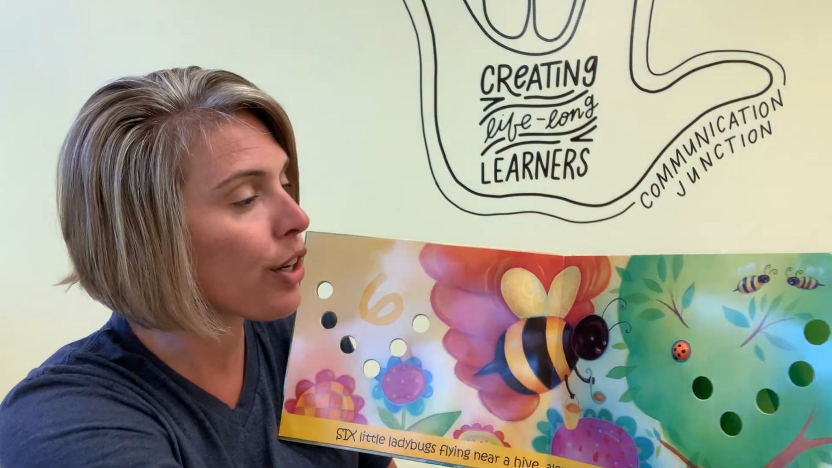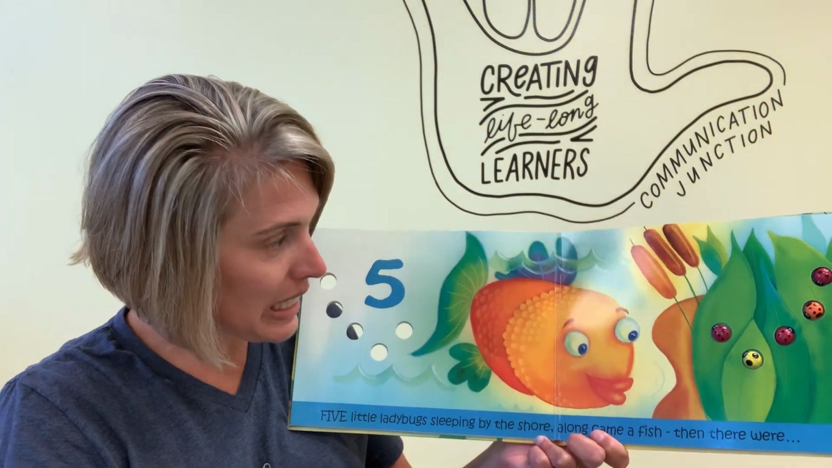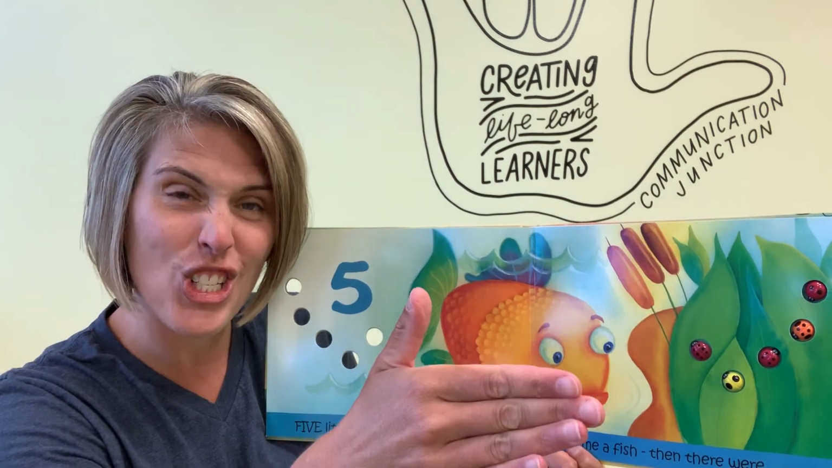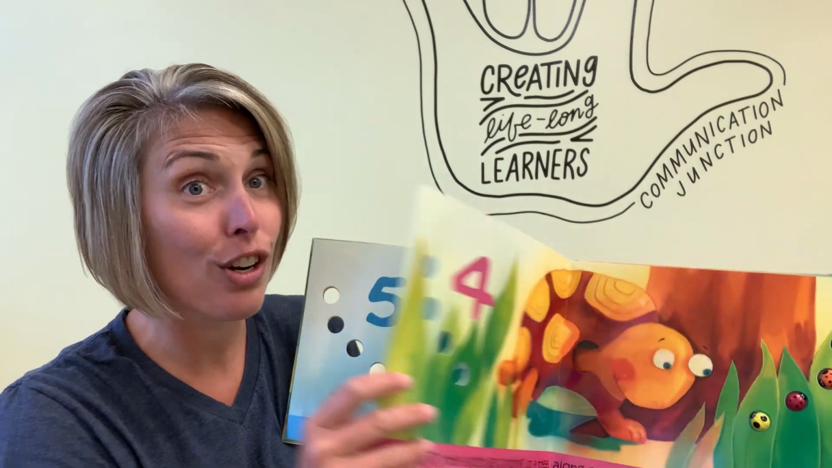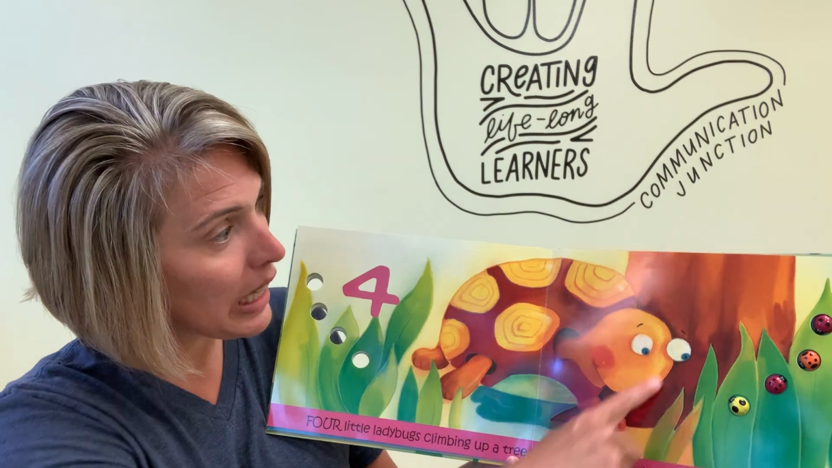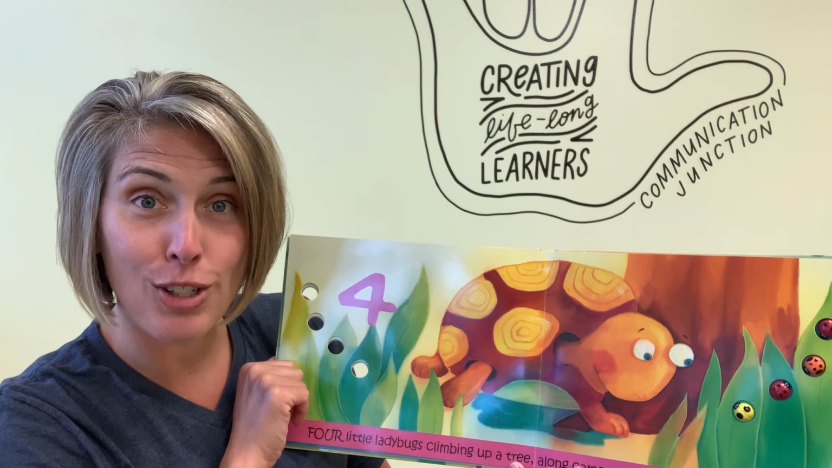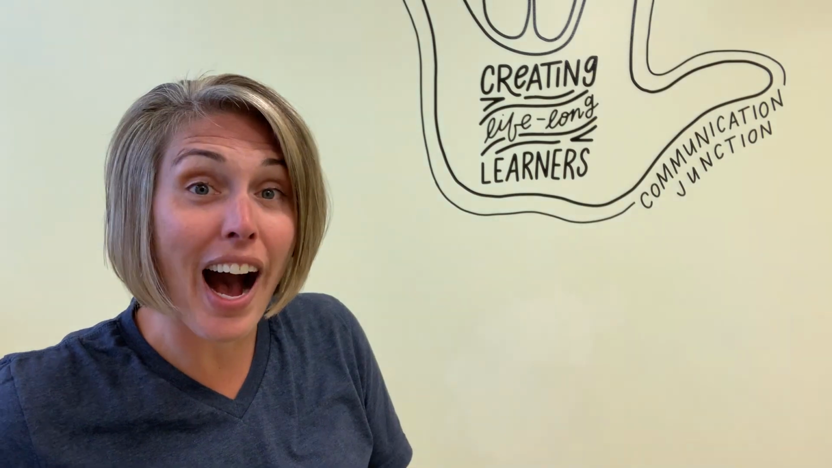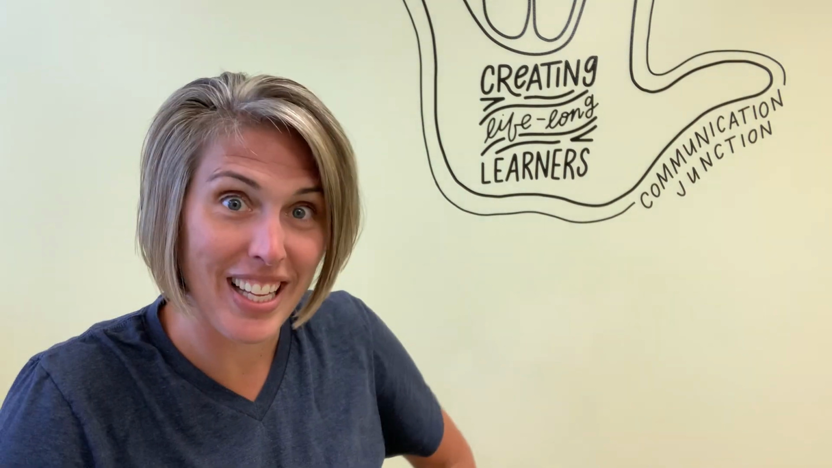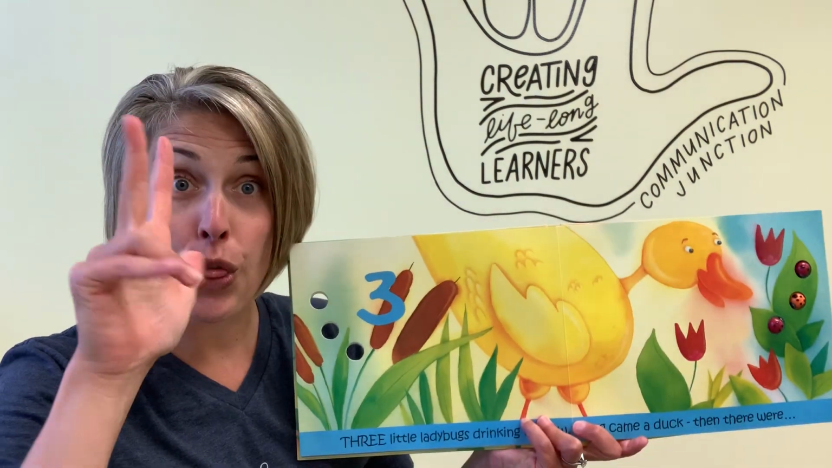And then there were 5 little ladybugs sleeping by the shore. Along came a fish. And then there were 4 little ladybugs climbing up a tree. Along came a, what's this? I had to put the book down to show you. What is that? You're right. A turtle.